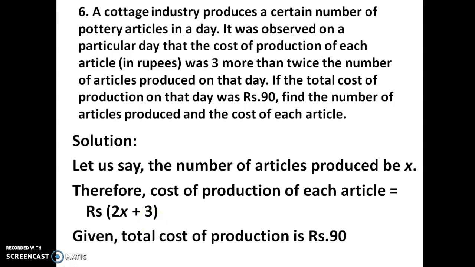Okay. So the total cost of production is rupees 90. That is the full day production cost is rupees 90. So how to find the full production cost? This is the number of products and this is the cost of one product. So multiply these two. So x into 2x plus 3 equal to 90. Okay. So simplify, remove the bracket. So 2x square plus 3x minus 90 equal to 0.